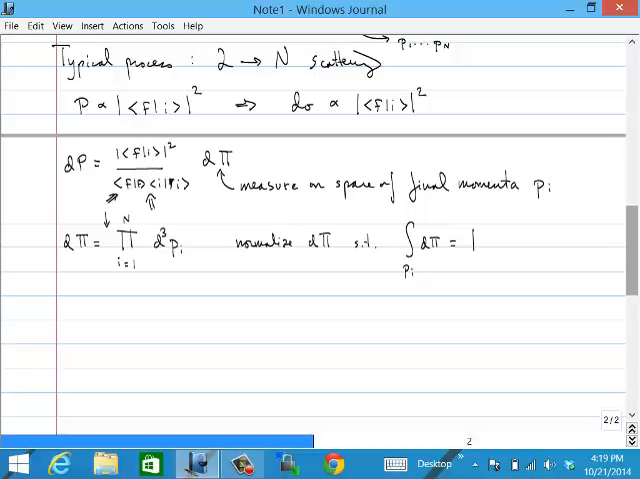Okay. So in order to understand this normalization factor a little bit better, let's imagine the following. Let's imagine that instead of doing this experiment in infinite space, we were doing it in a space with a volume of size V. Okay. So imagine that we're doing this in a space of size V.